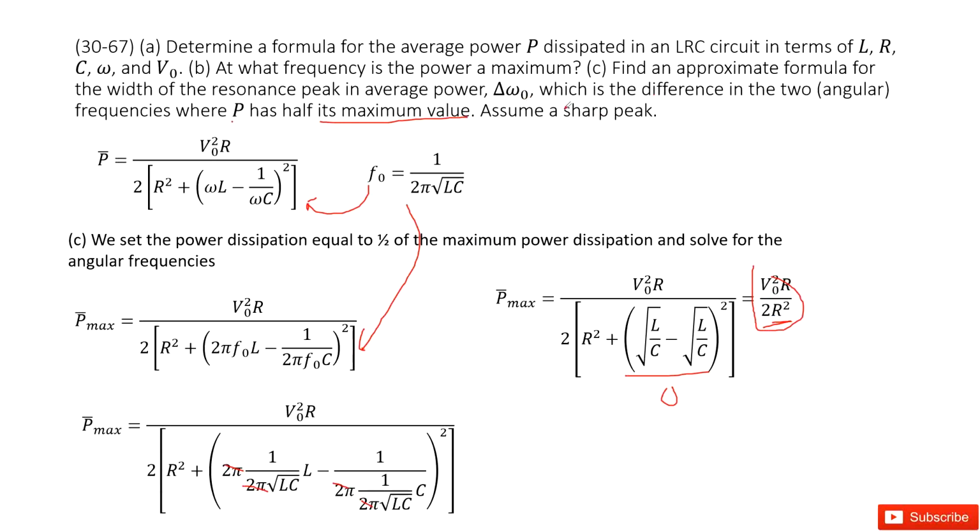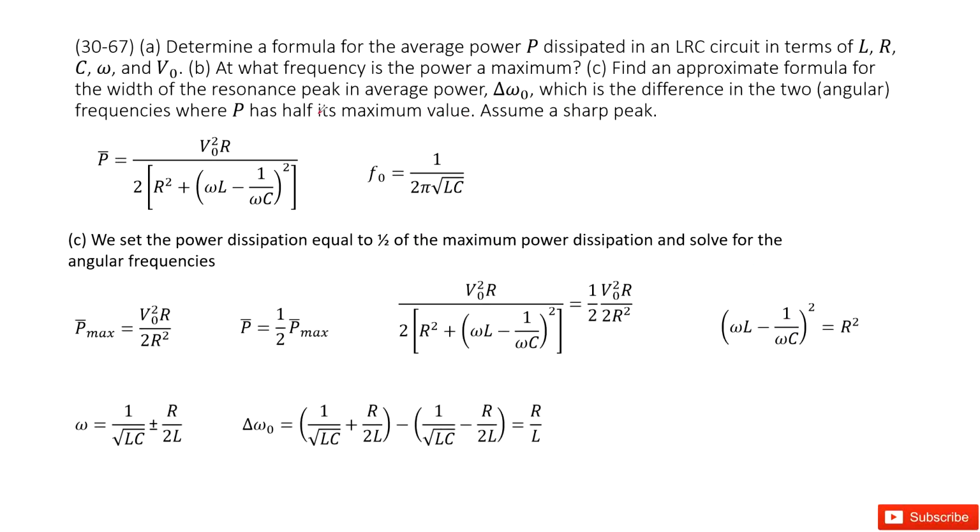Now we come back. It asks us when the power equals half of its maximum. So the average power equals half of its maximum, and the maximum we just calculated, right? So we input the equation for the average power and the maximum average power. It looks like this one, right? Now you can see this term should equal 2R squared. Then we simplify it, and we get an equation that looks like this one.